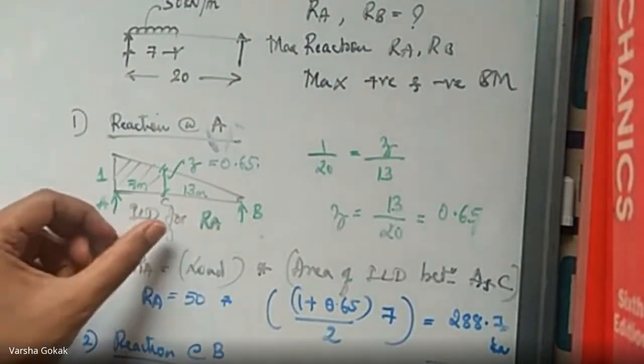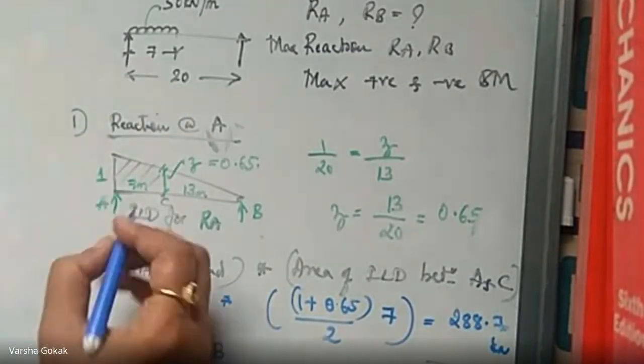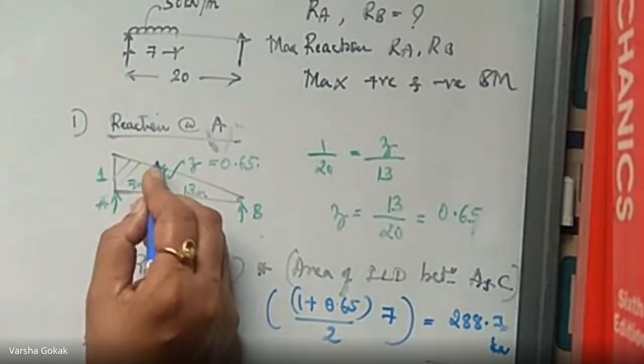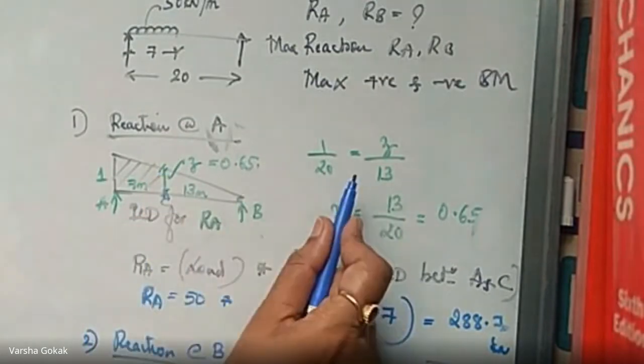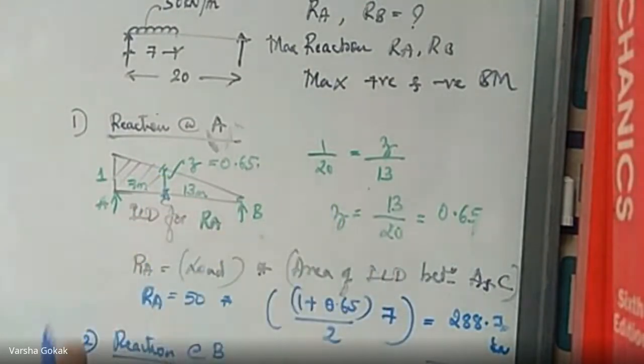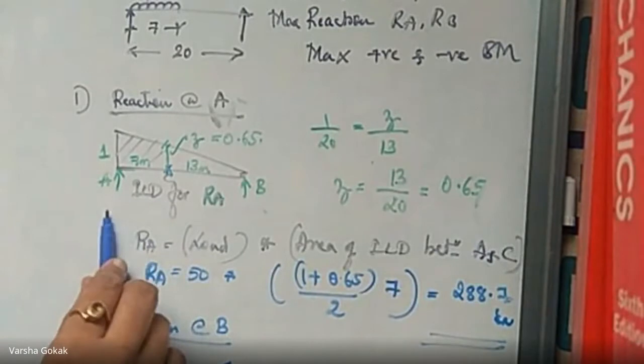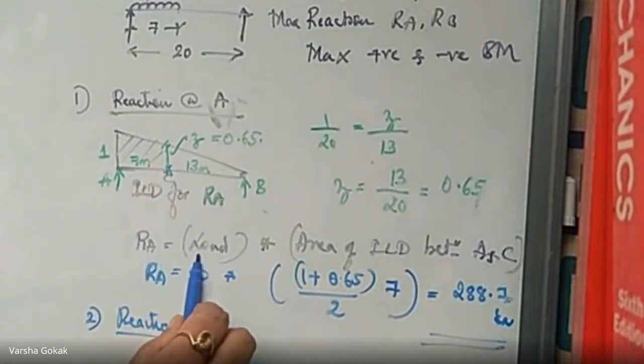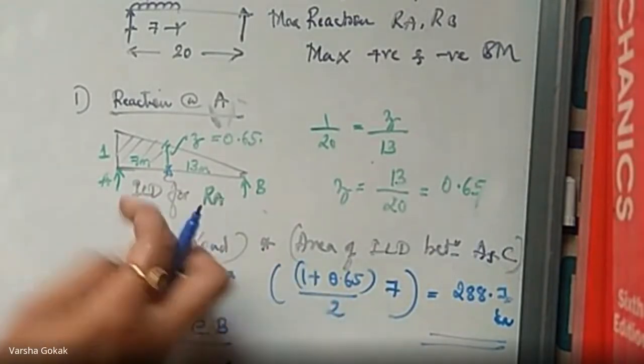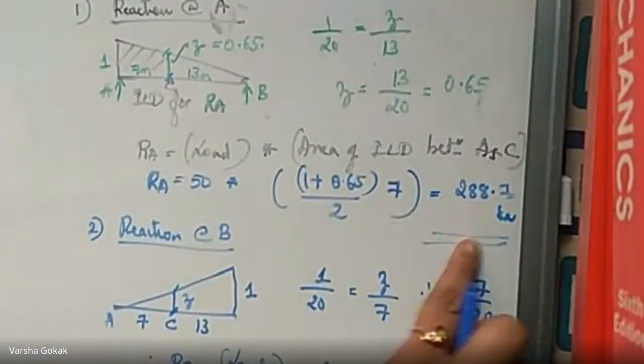From here, because our UDL is for 7 meters, you will mark the point C at 7 meters and get the ordinate of this. First, from similar triangles, once you get the ordinate for that, I want the reaction at A. To get the reaction, it is load into the area between AC, right? We get the value of RA.